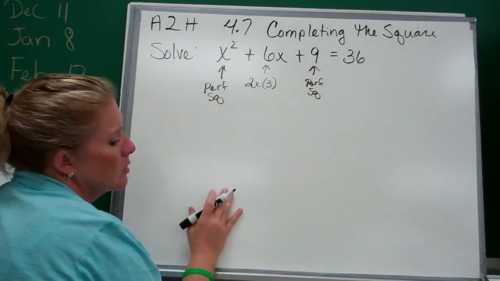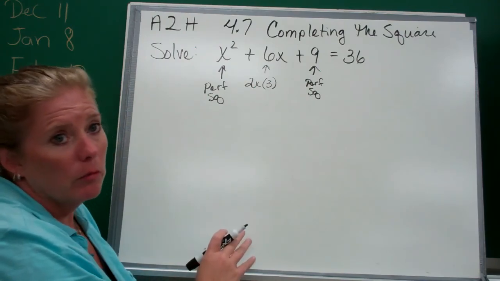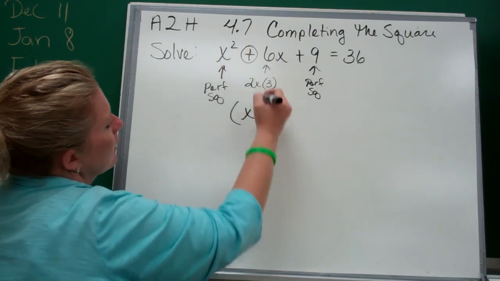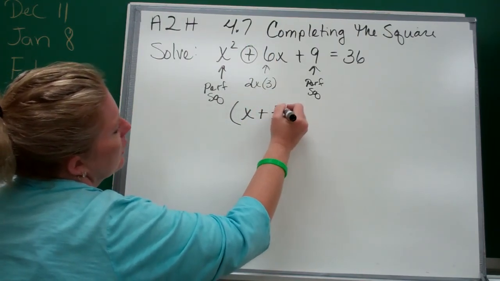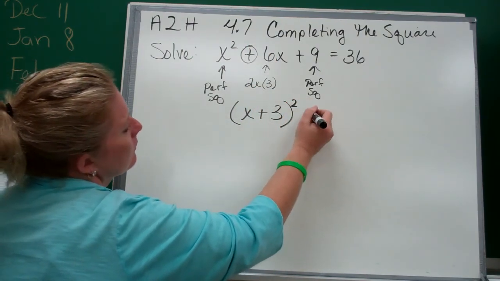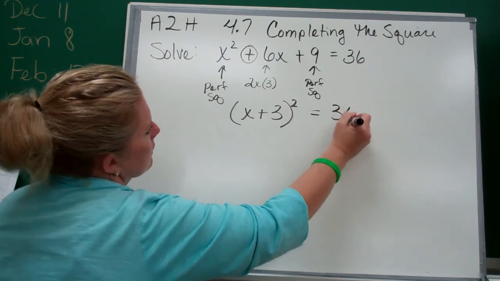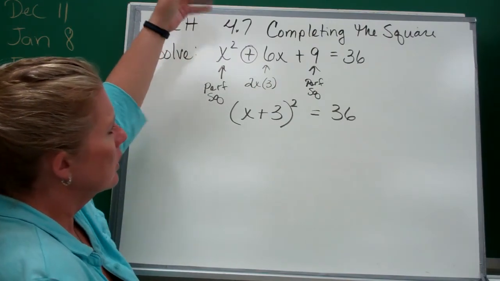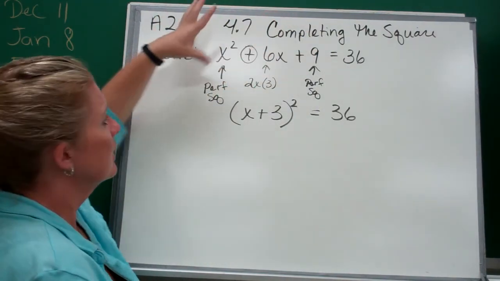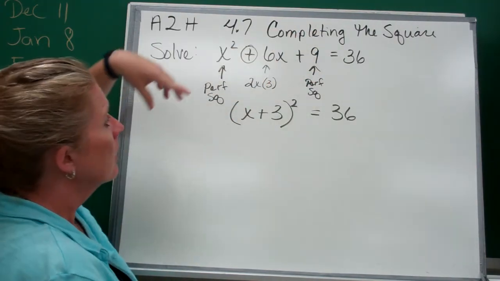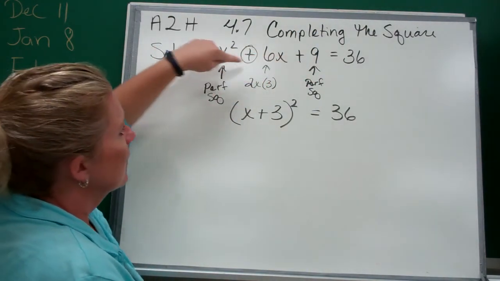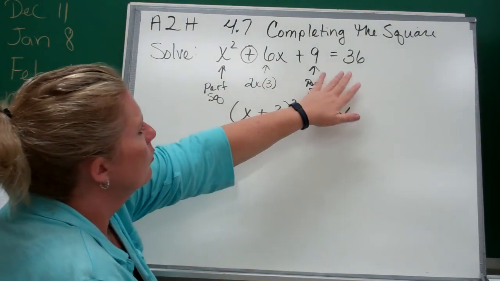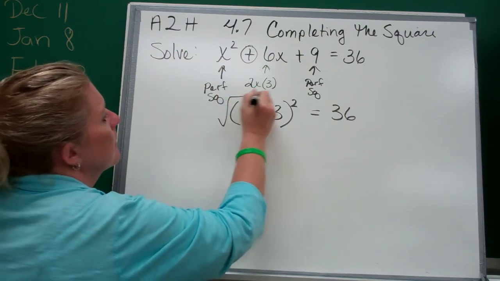That means it's a perfect square trinomial, which means it will factor to (x plus 3) squared. And that's going to equal 36 in this case. We're going to make perfect square trinomials. This one already was one. You need to be able to identify them, and it'll help you with the factoring. Now, we are going to square root both sides.